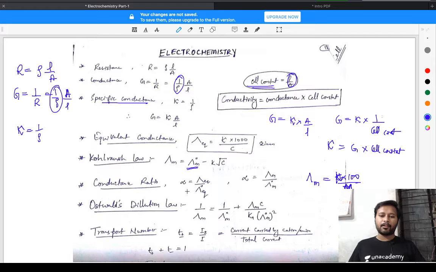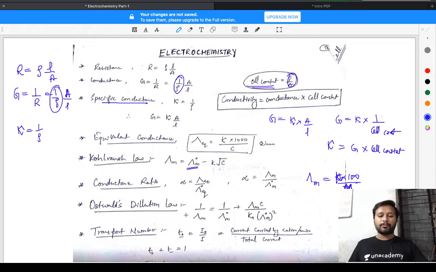Next is your conductance ratio. It's given by alpha. It's given by lambda eq by lambda naught eq, or for molar conductance it can be given by lambda m upon lambda naught m. So it's the molar conductance divided by the molar conductance at infinite dilution. That's how we calculate the conductance ratio.